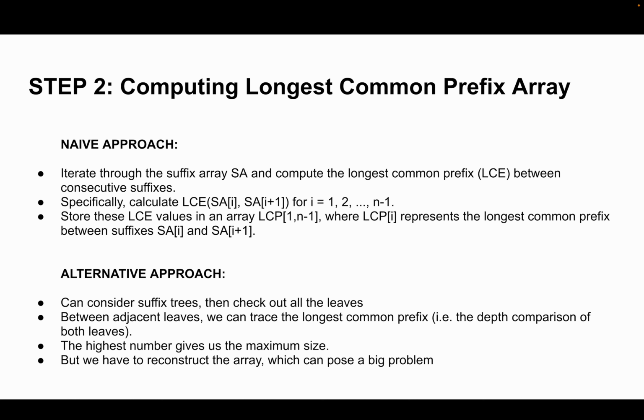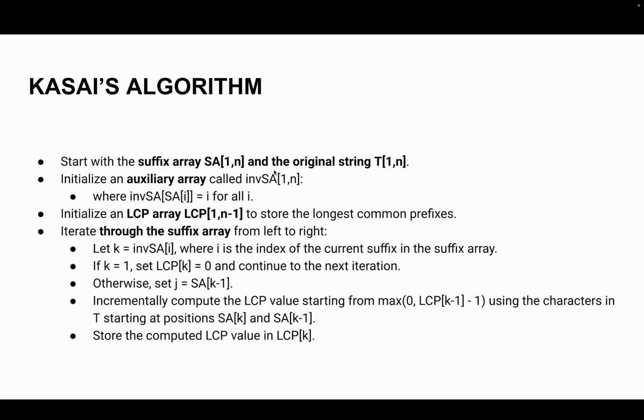So we have a novel algorithm which is called Kasai's algorithm. And here are the steps for Kasai's algorithm. We have a suffix array and the original string. The suffix array was constructed in the previous step, and we also initialize an auxiliary array which stores all the indexes. We also have an LCP array.